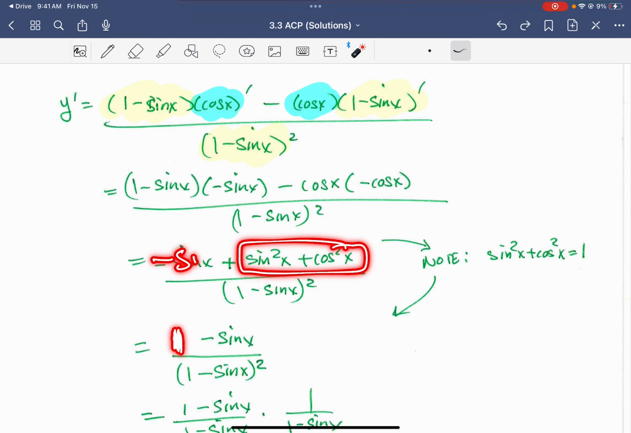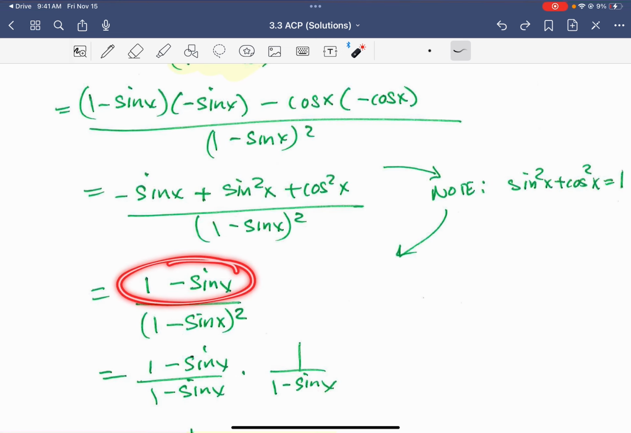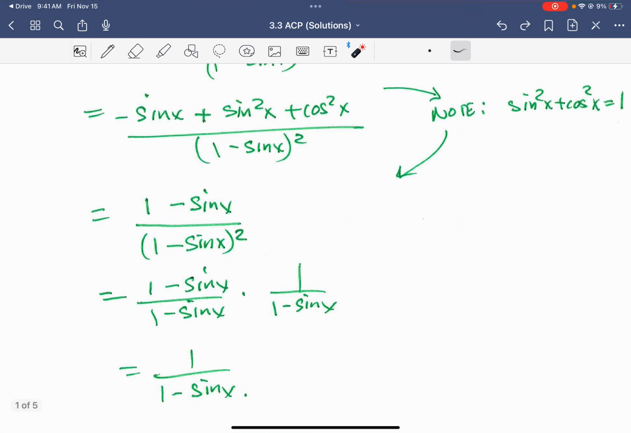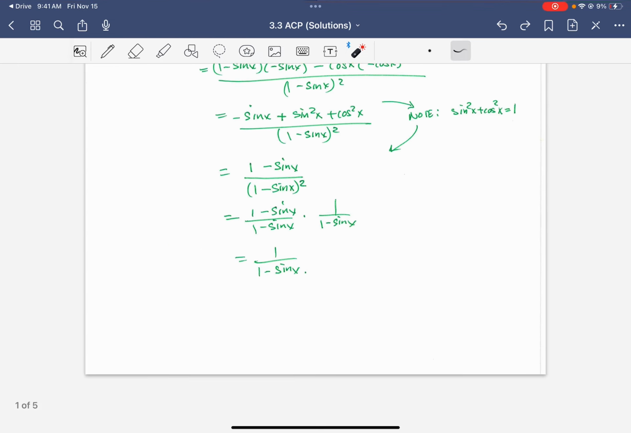But I had this minus sine left over out in front. So then I really have this over this, but I can rewrite it as this times what's left over. But since that's just equal to 1, you just get this. All right, so that's 12.